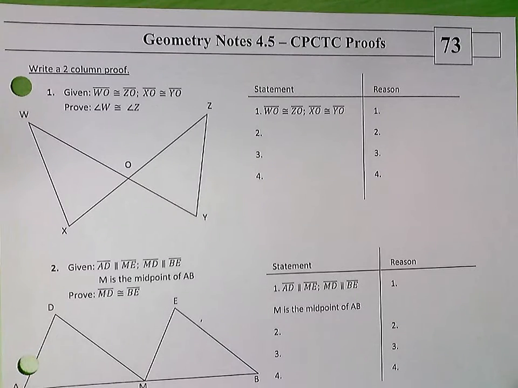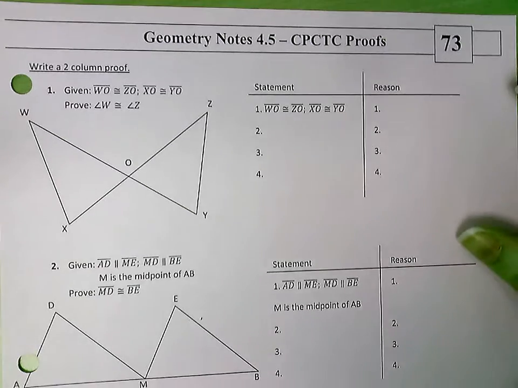It's CPCTC. CPCTC is corresponding parts of congruent triangles are congruent. So with these proofs, what we're going to do is prove our triangles congruent, so we can prove that those sides in both triangles are congruent, or those angles in both triangles are congruent. So first, prove the triangles congruent, and then the sides or the angles.